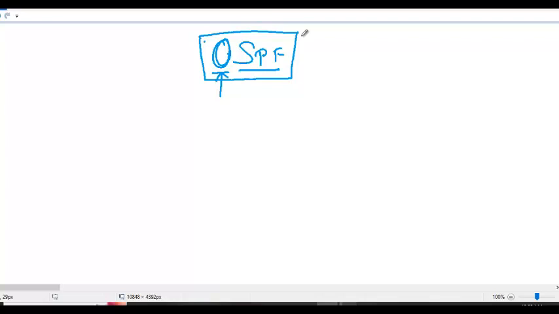The routing protocol's purpose is to find the shortest path by calculating the cost. Now this OSPF routing protocol has got a number to identify it. That's what we need to know. Every protocol has got some number to identify it.